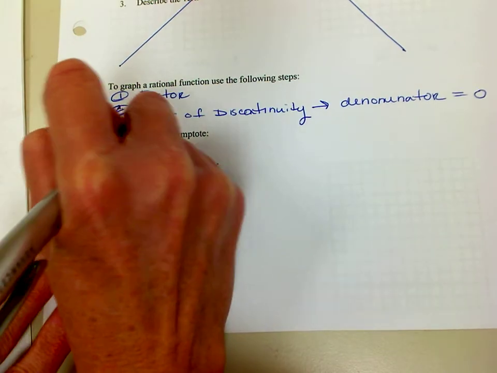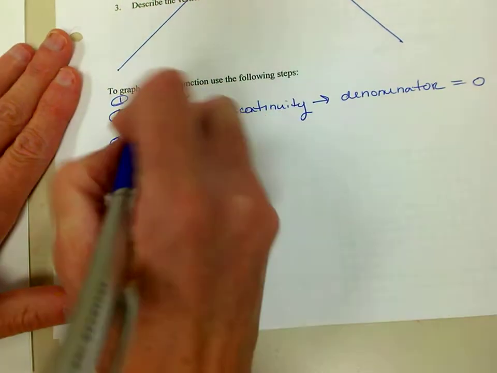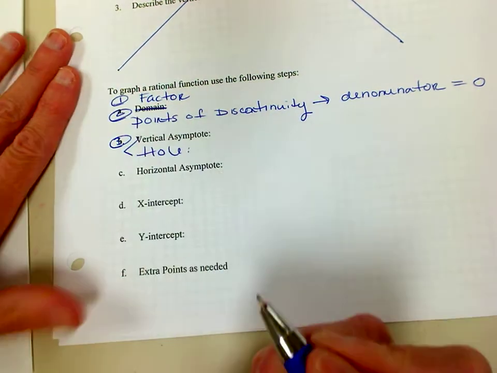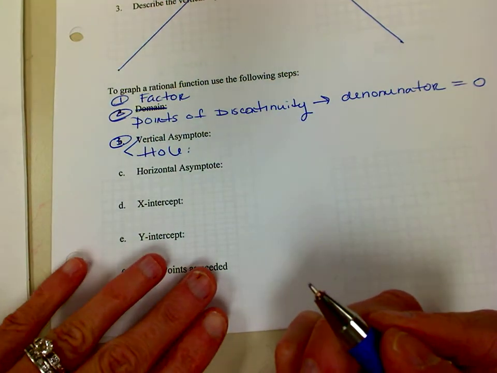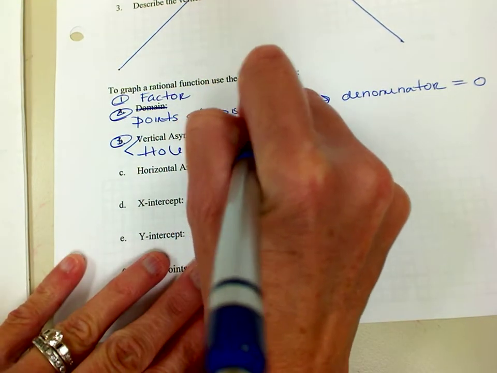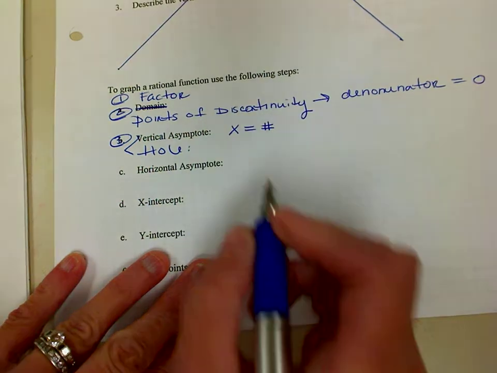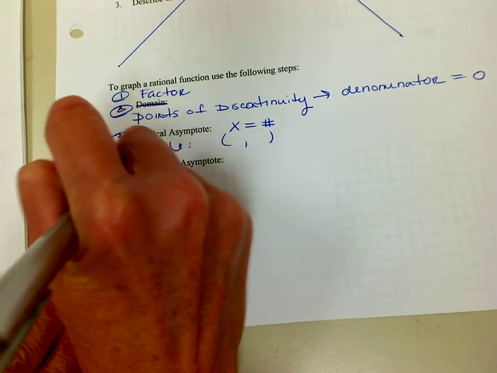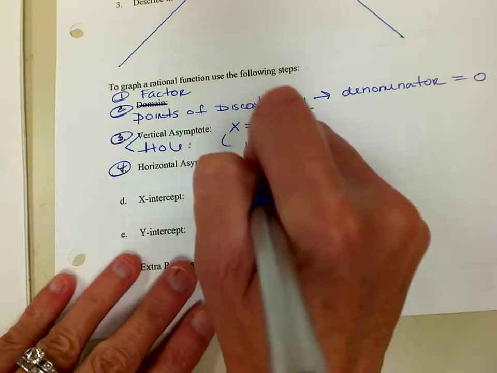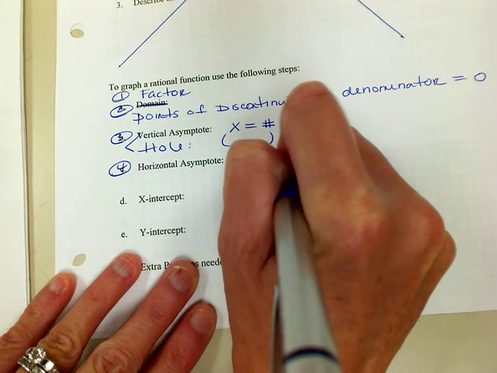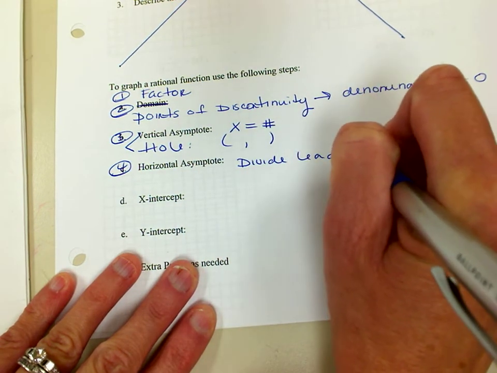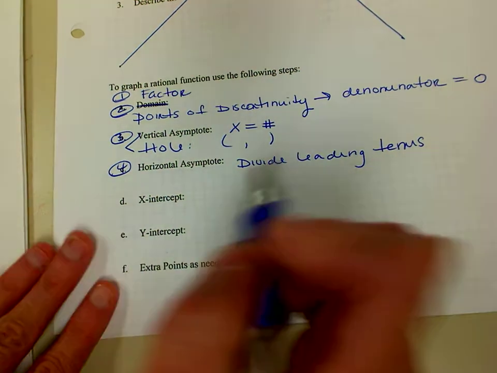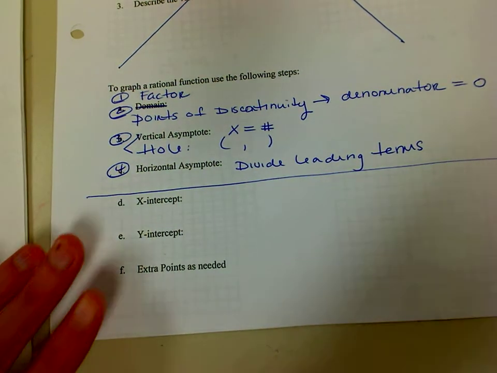Okay, the third thing you want to do, based upon the points of discontinuity, is to figure out if you have a vertical asymptote or a hole in the graph. A vertical asymptote is where you're going to have an equation. A hole in the graph is where you're going to have an ordered pair. Okay, horizontal asymptote is where you divide your leading terms. Okay, we talked about all that on 6.4.